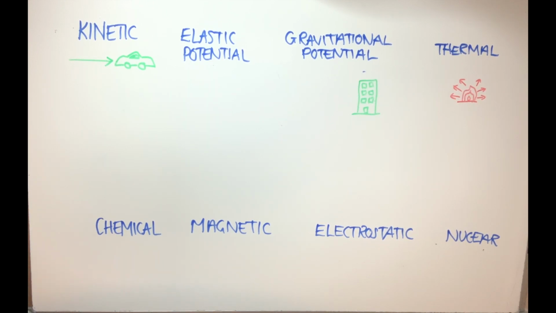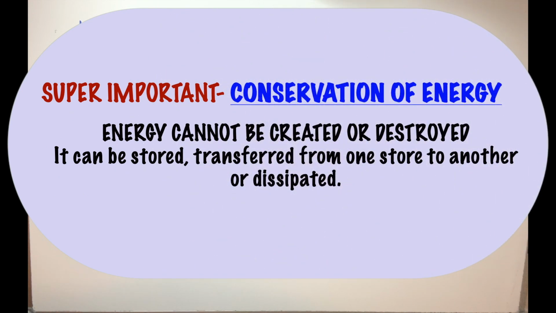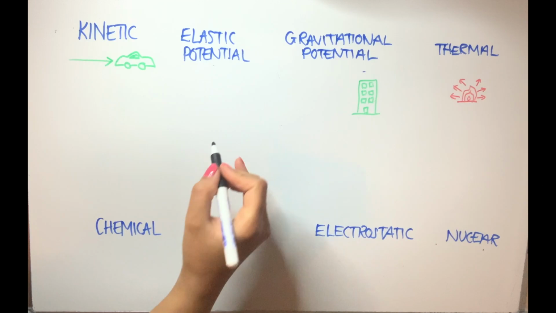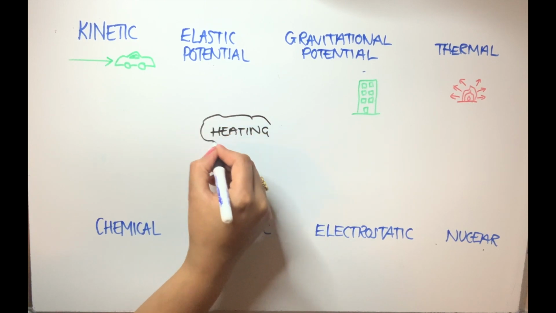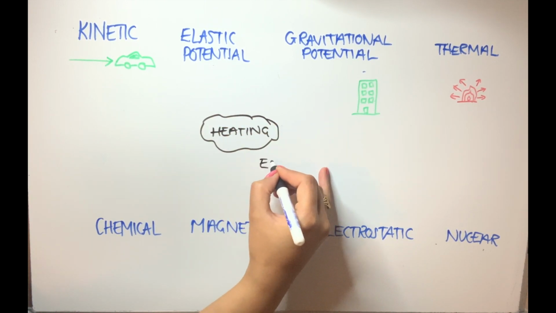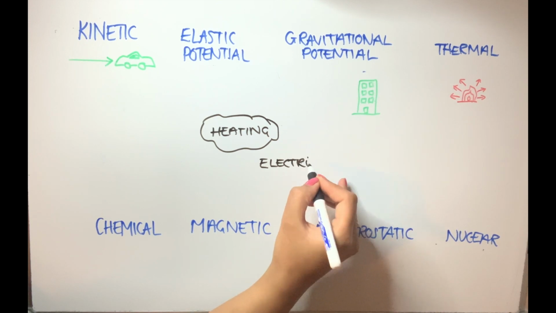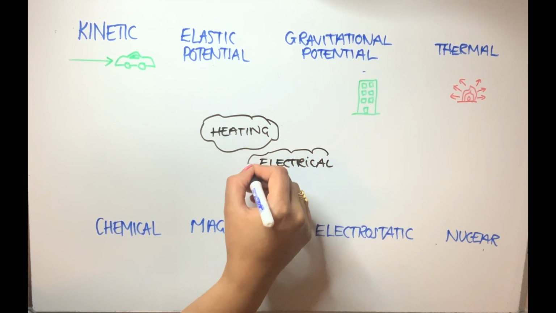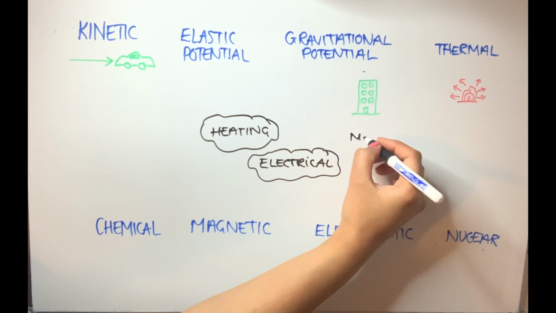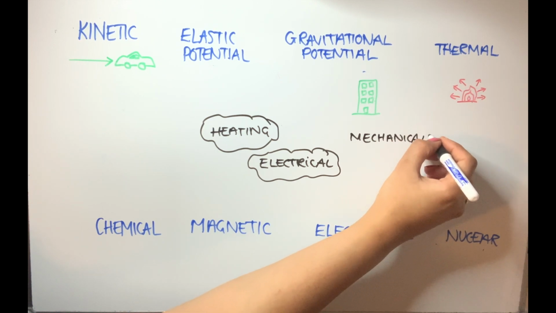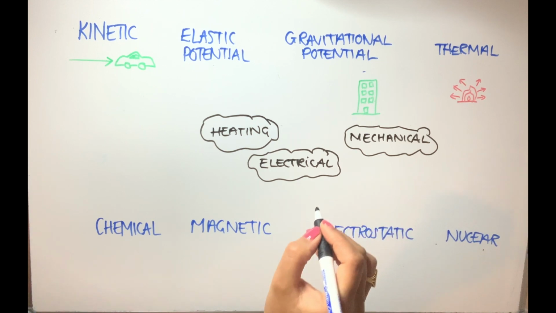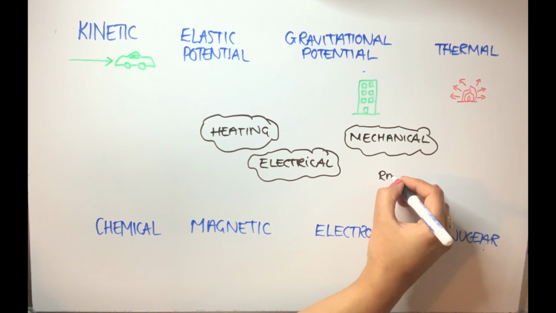Energy cannot be created or destroyed. It can only be changed or transferred from one form to another. And the way in which energy can be transferred is there's four main ways: either by heating, or an electrical transfer, or the transfer can be mechanical, or it could be through radiation.